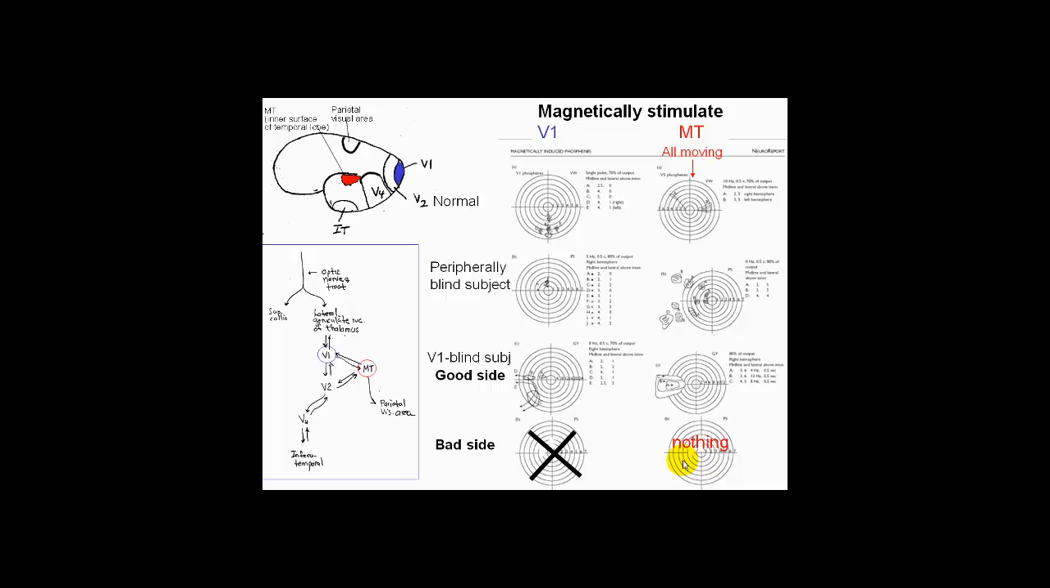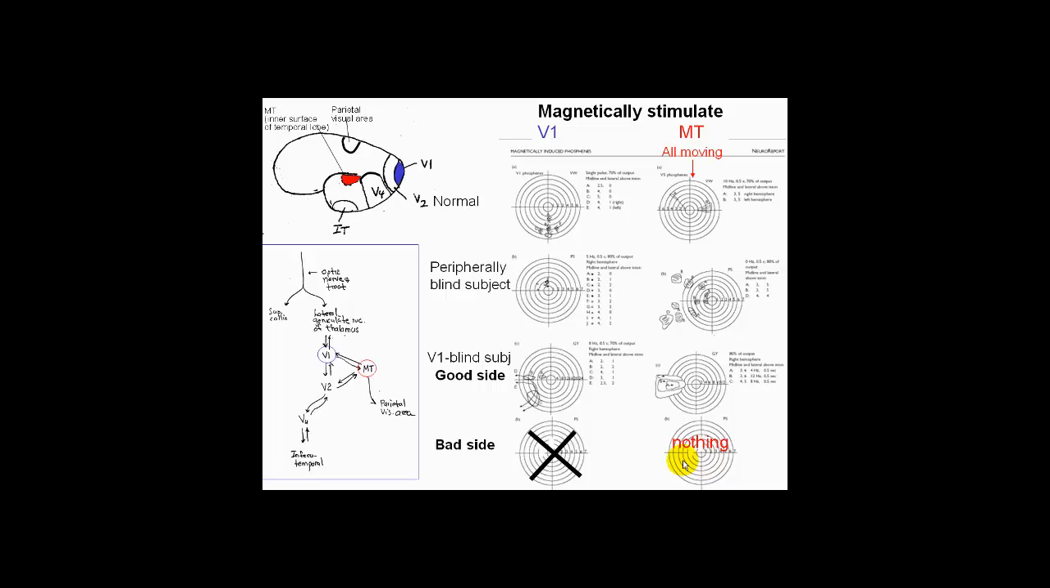But what happens if you do the same thing with somebody who has a scotoma in V1? Well, if you do the stimulation of V1, of course, if you put the magnetic stimulator so that it's likely to be activating the neurons in the region where V1 isn't there anyway, or damaged anyway, nothing happens. That's not very surprising. That's not very interesting. But what is interesting is that if you stimulate area MT in the region that corresponds to the damaged area of V1, which is in the same part of the visual field, no perception of motion.